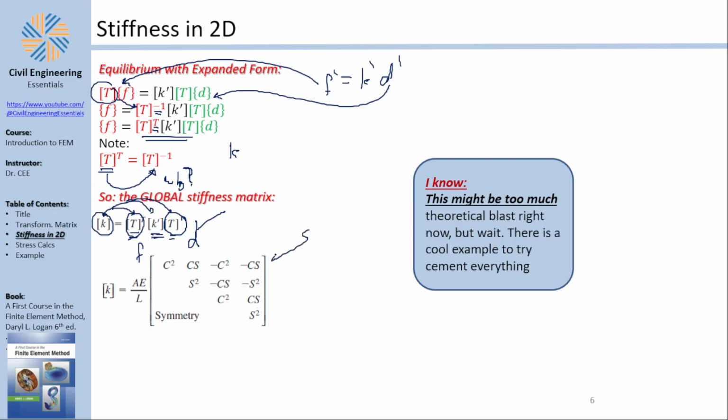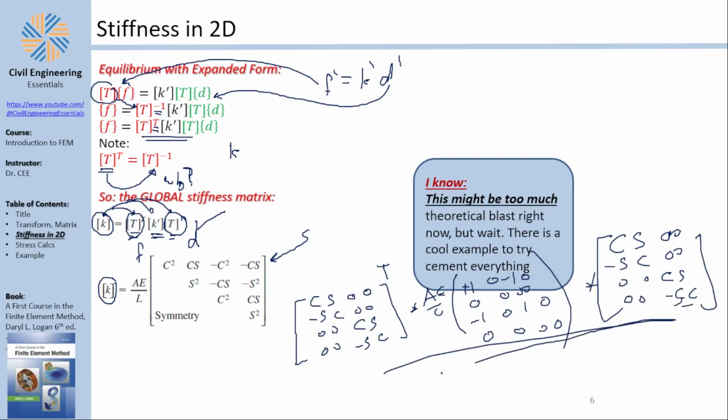Daryl Logan does something cool for you. He prepares the global stiffness matrix directly. So what he is doing is basically multiplying everything. He prepares for you this. You see this big multiplication? The book actually does that for you and gives you a ready-to-use global stiffness matrix for any truss element you face. And this is what you should once again add to your database of stiffness matrices.